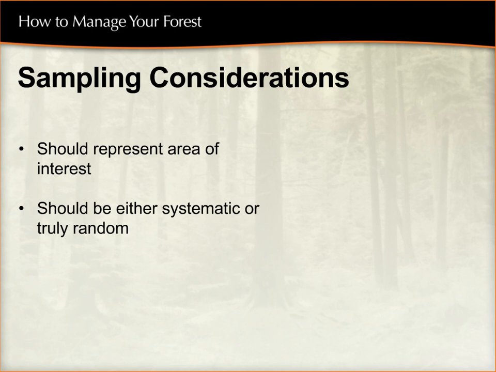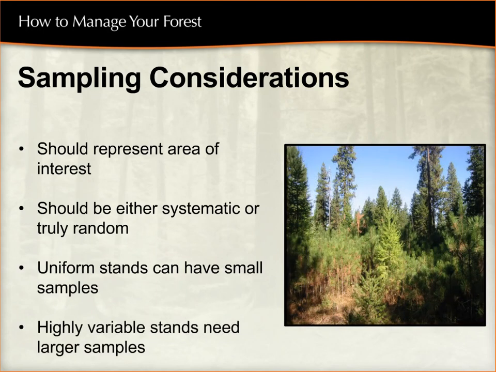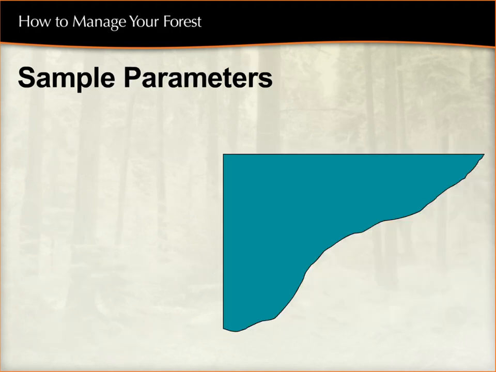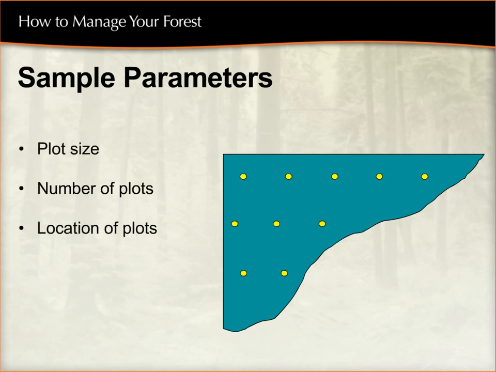When stands are very uniform, that is, if they don't have a lot of variation from area to area, we can have a relatively small sample, whereas in highly variable stands, that is, stands where trees are spaced inconsistently or trees are of a wide variety of sizes, we're going to need to take a more intense sample. When we're designing the layout for a timber inventory, the three things we need to consider are the sizes of the individual plots, the total number of plots, and the location of those plots.